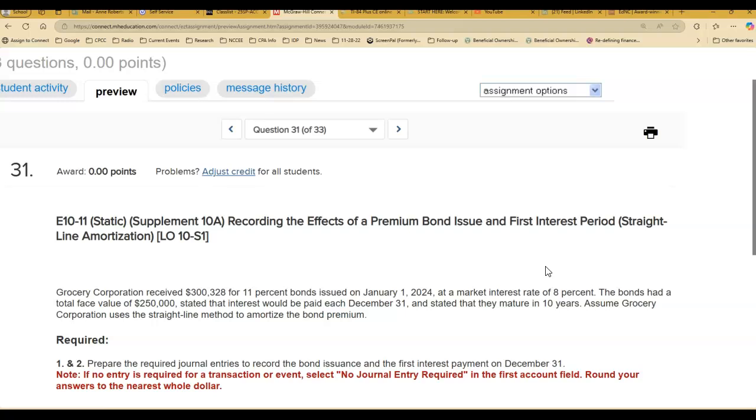So again, flip your perspective. From the company's point of view, we borrowed $300,328, and we only have to pay back $250,000. So now that lowers our interest rate. When we've got a discount, it increases our interest rate. When we've issued at a premium, that decreases our interest rate.